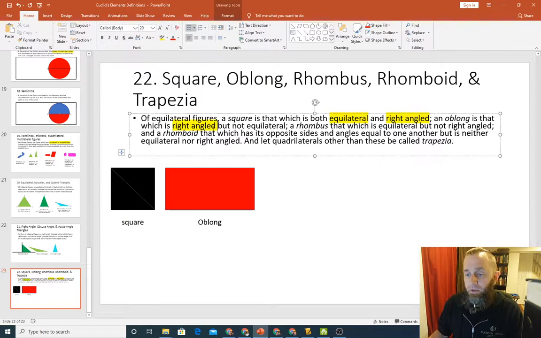Highlight my stuff here. So right angled, but not equilateral. Sorry about that buzzing. Hopefully it'll go away soon. It's getting a phone call, but I can't answer it right now.